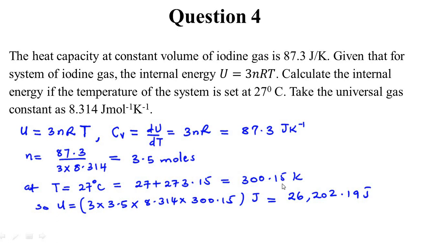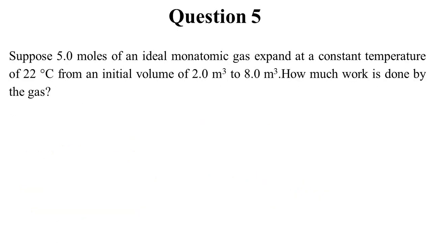And if that addition is done, then you end up with U equals 3 times 3.5 times 8.314 times 300.15, which is the Kelvin version of 27 degrees Celsius. And all this will give us joules. If you key this into a calculator, you quickly get 26,202.19 joules as the answer to this question. As you can see, they are actually very simple questions and you can easily address them.